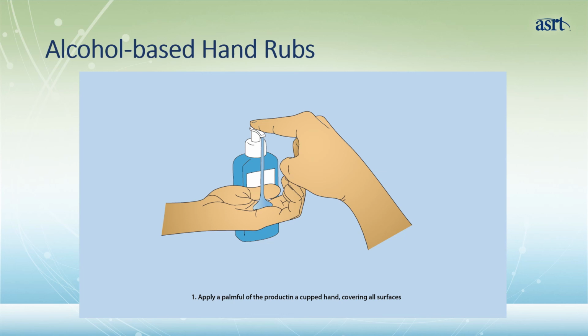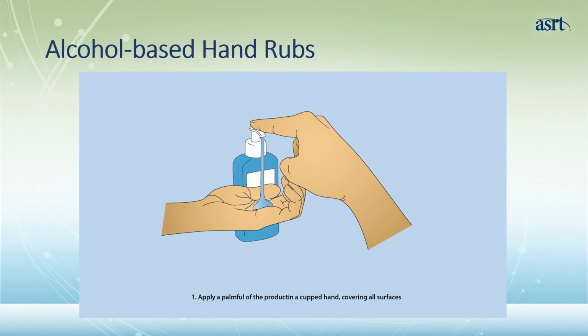Unless your hands are visibly soiled, an alcohol-based hand rub is preferred over soap and water because evidence shows that healthcare workers are more likely to use alcohol-based hand sanitizers compared to soap and water. Hand rubs are generally more convenient to complete and less irritating to your hands. The CDC recommends using alcohol-based hand sanitizers with greater than 60% ethanol or 70% isopropanol alcohol in healthcare settings.